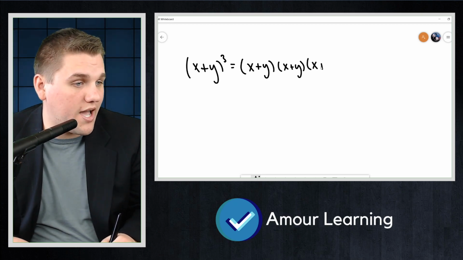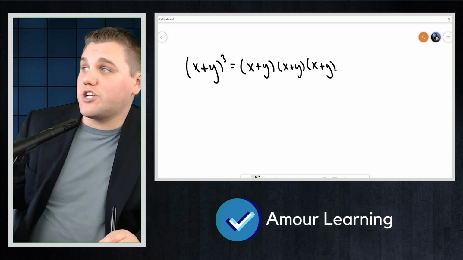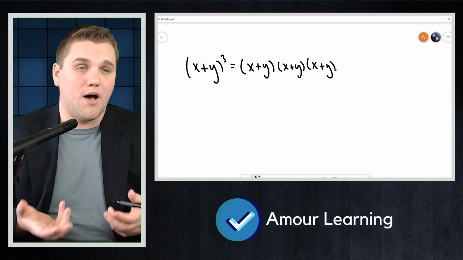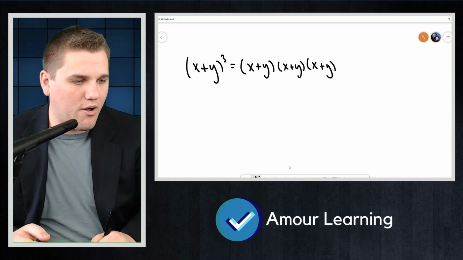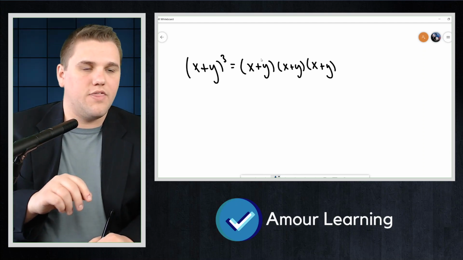Okay. x plus y times x plus y times x plus y. Now, how do we FOIL in this scenario? Well, unfortunately, in high school algebra you're taught how to FOIL two binomials. But in this case, we have three. So how do you do that? Well, you have to find every way of combining these x plus y's.